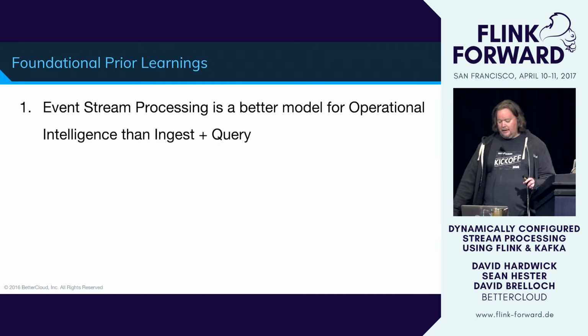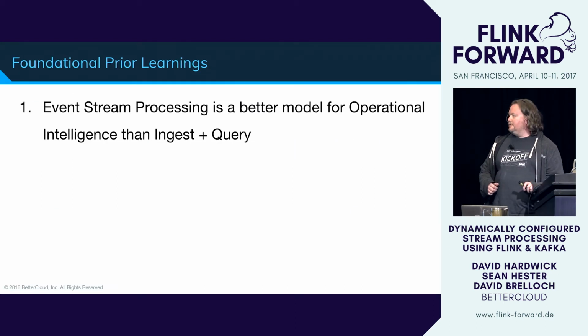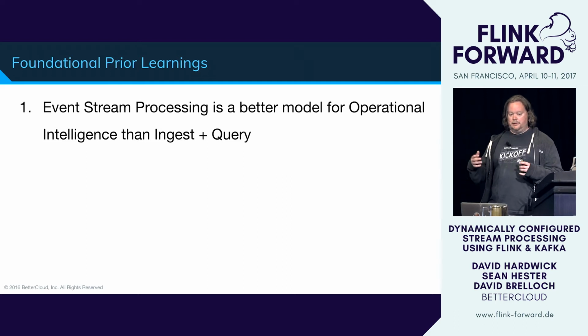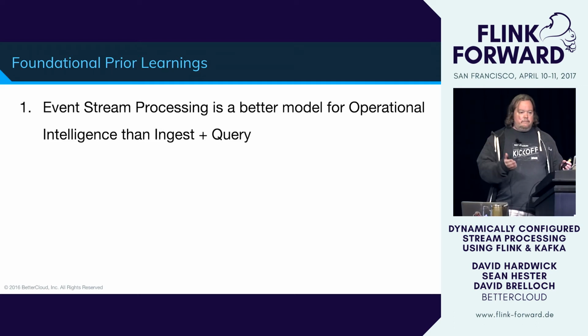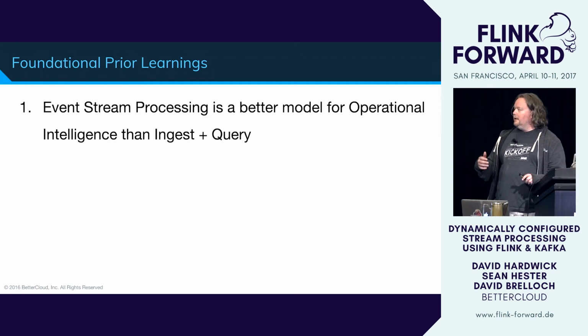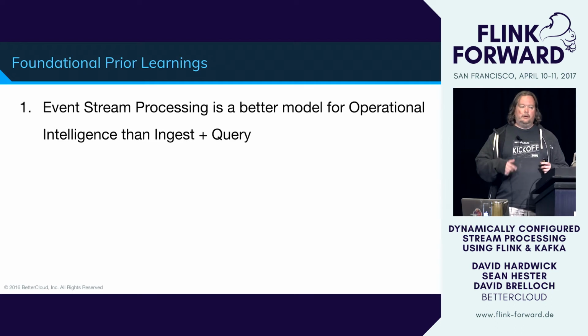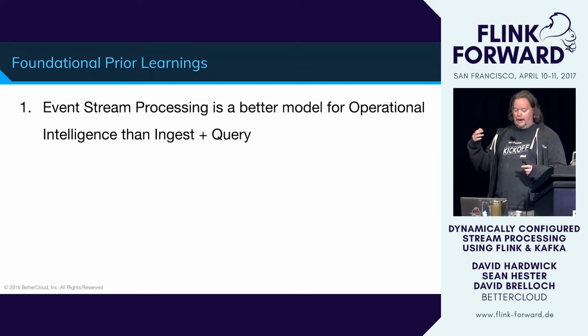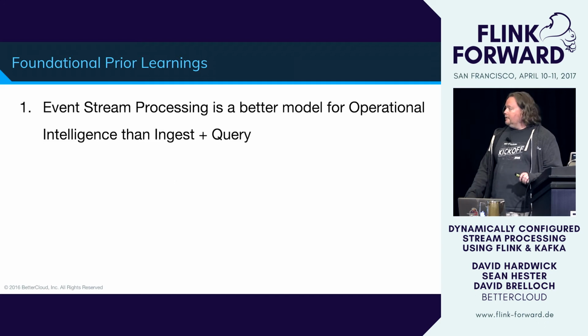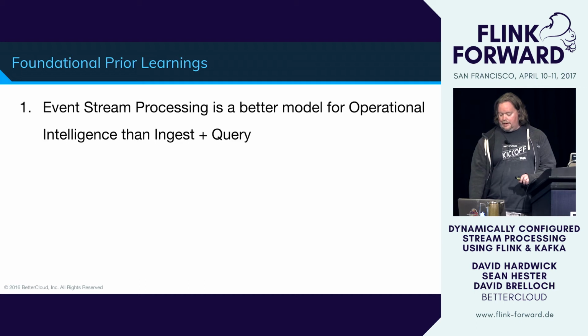Okay. So first, we're really strongly convinced at this point that event stream processing is a better architectural model for operational intelligence than ingest and query. Ingest and query is what we had done before. Maybe a pattern that most of you are familiar with is where you basically just read in as much as you can into a single database, and then you periodically run queries on it to extract your operational intelligence. And from our experience, it pretty much sucked. It had a lot of bad downsides. Very slow and inefficient, required a lot of redundant processing on the data.